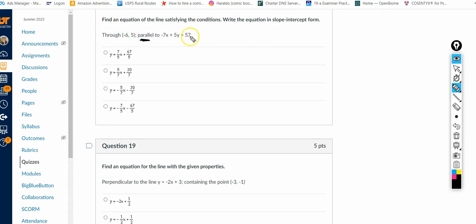So the first thing you have to do is get the slope. The slope is not -7. It's only the number multiplied by x when you have it rewritten in the form y by itself on the left-hand side. So the first thing we have to do is get the slope of that line. So I'm going to add 7x to both sides. And then I'm going to get y by itself, so I'm going to divide everything by 5.